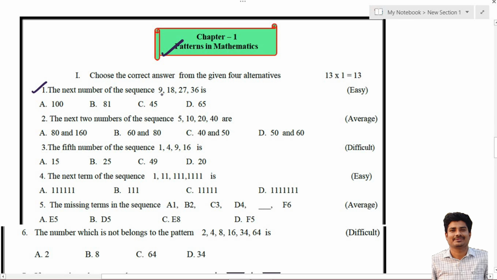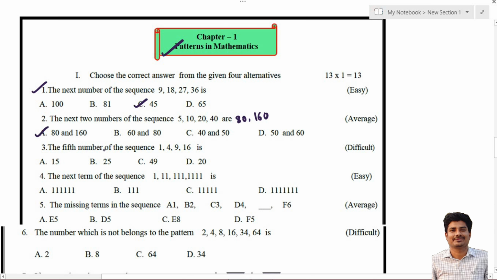The next number of the sequence. You can see this sequence: these are the table of 9. 9 fours are 36, 9 fives are 45. The next two numbers of the sequence: you can see each number is multiplied by 2. 5 to 10, 10 to 20, 20 to 40, 40 to 80, 80 to 160. Therefore, the correct answer is 80 and 160.